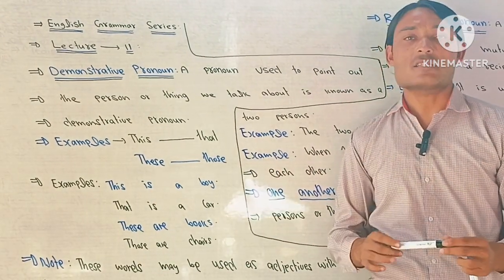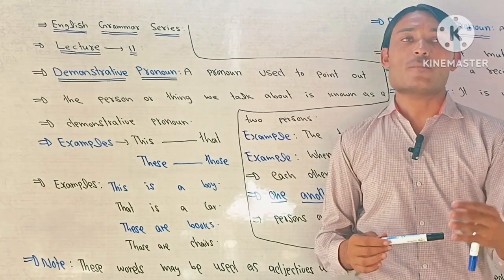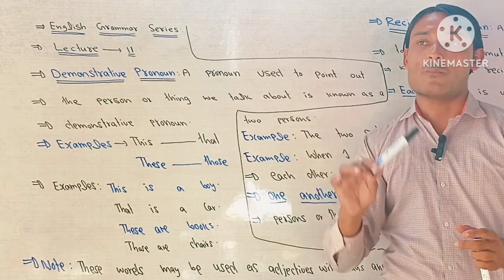Next one is that. That is the opposite of this. It is used to point out someone or something that is far from the speaker. For example, I say that is a car. I may also say that is a boy.